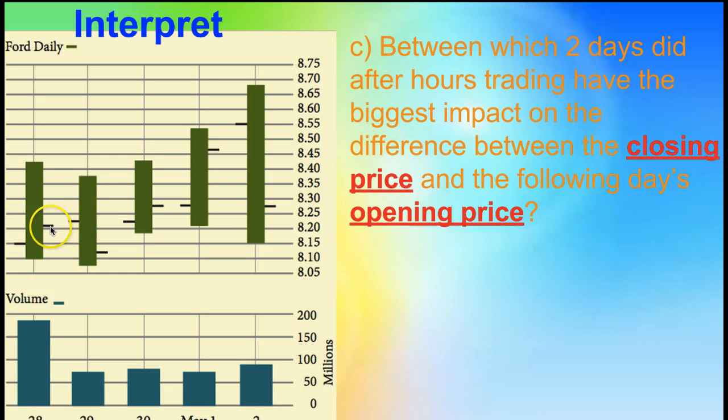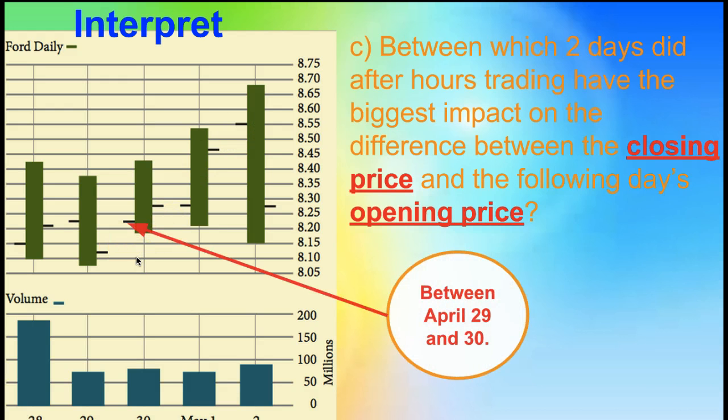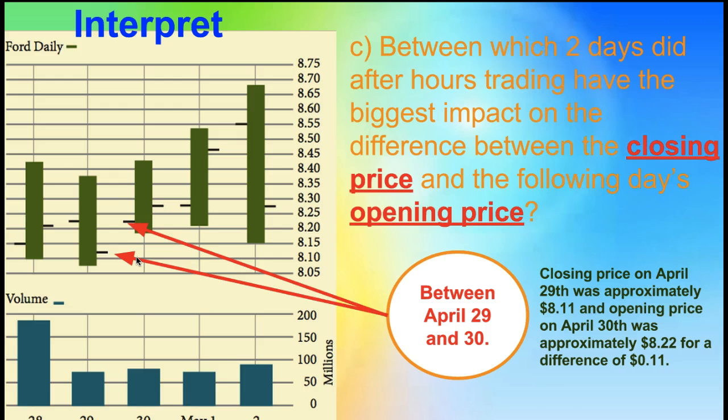There's a very small difference, so not much happened between hours. Let's look between 29 and 30. There's a pretty big gap there, but let's continue to analyze. 30 to May 1, no change at all, and then May 1 to May 2nd. Fairly big, but not quite as big as between April 29th and April 30th. The closing price on April 29th was about $8.11, and the opening price on April 30th was about $8.22 for a difference of 11 cents.